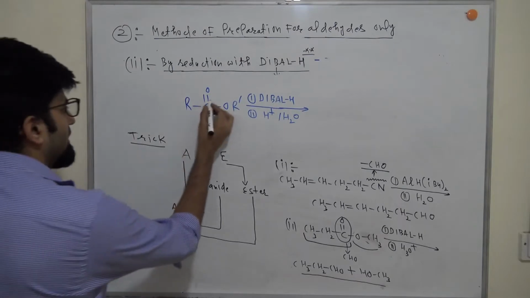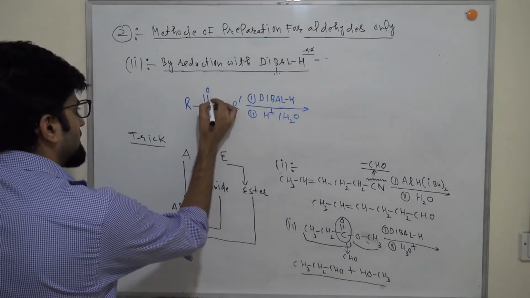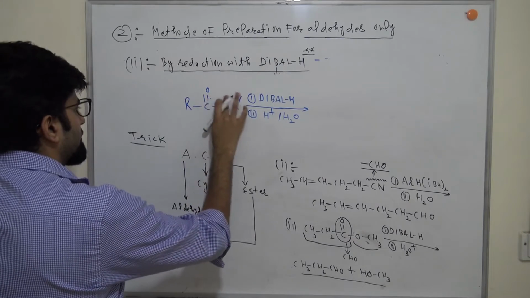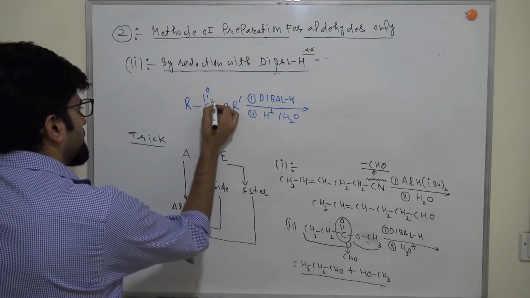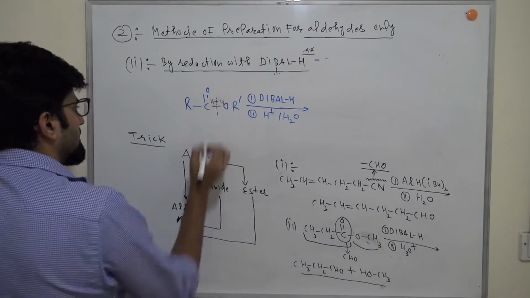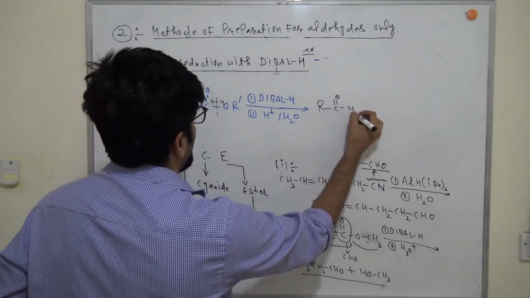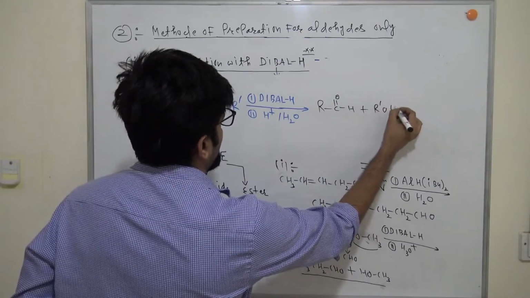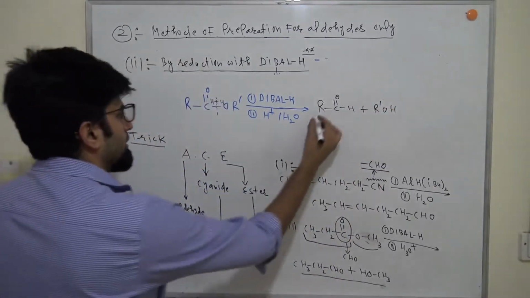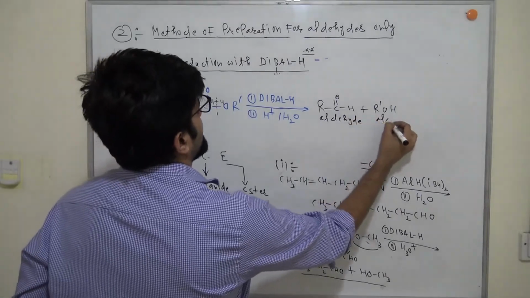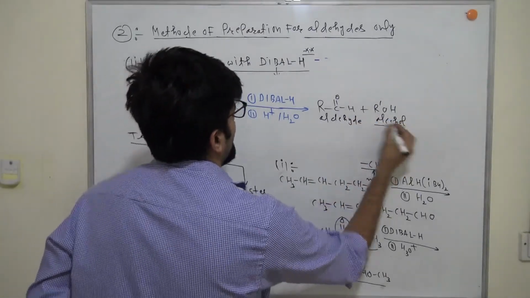Basically, it goes out like this. Remove this bond and put H and H. Okay, so what will we get? RCOOH plus R'OH. So this is your aldehyde, this is your aldehyde, and this is your alcohol.